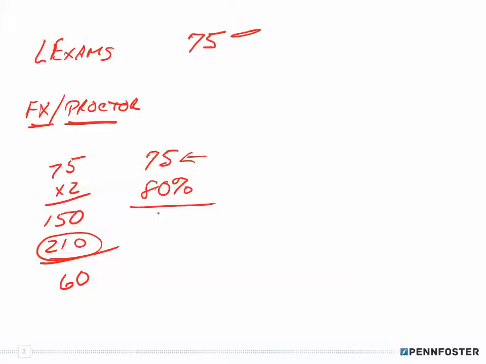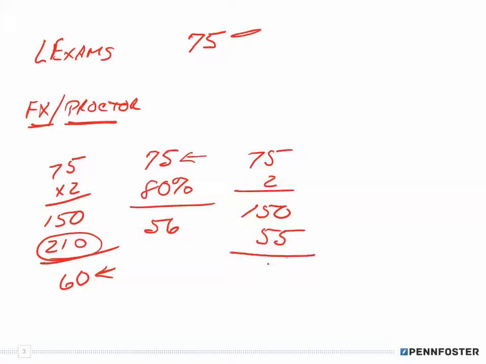So if you look at 80% of 75, that's right about 56, okay? Notice that's lower than what you need in order to pass. So if you had 75 and you multiply it by 2 and you had 150 and you did the average of what everybody does, okay, add in 55 points, right?